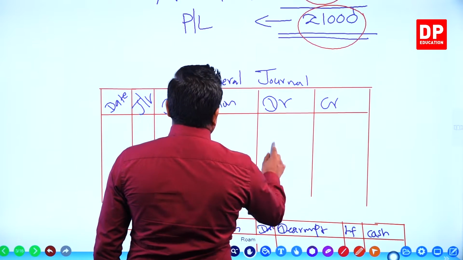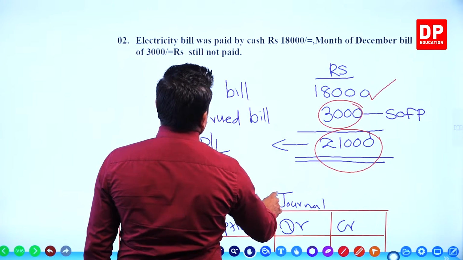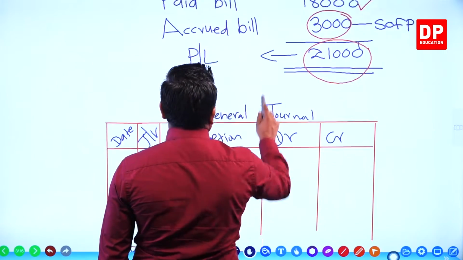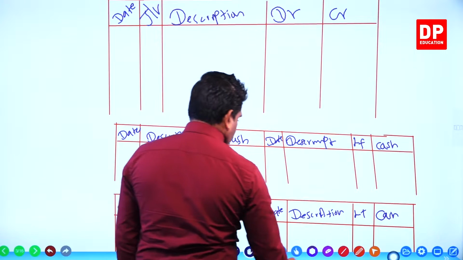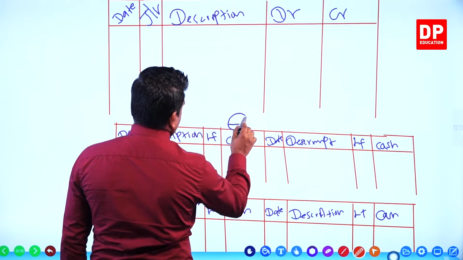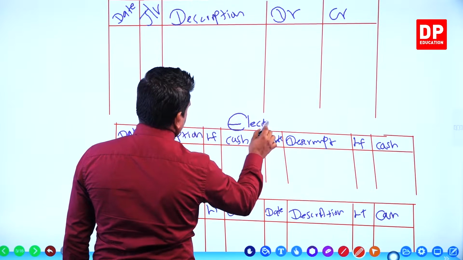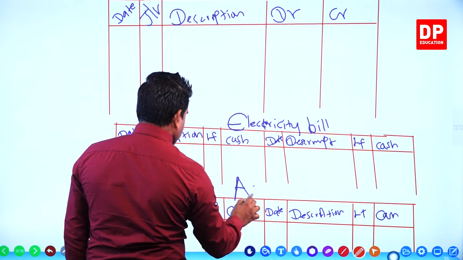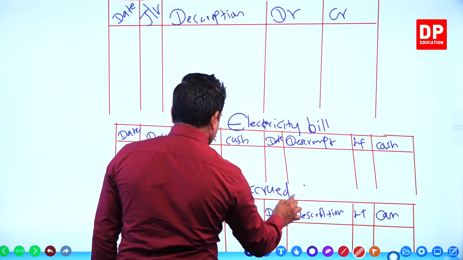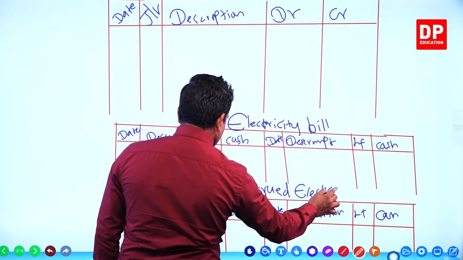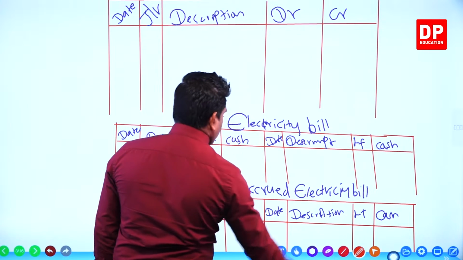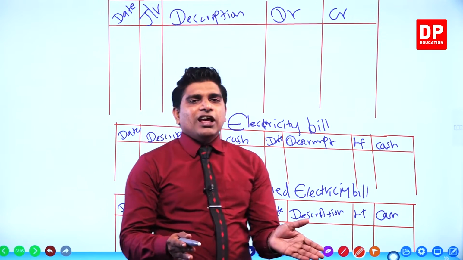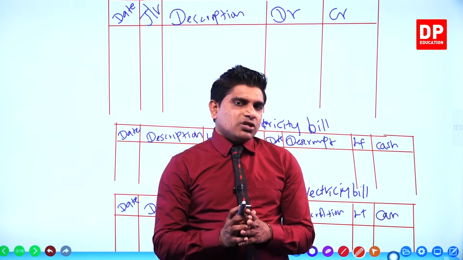Now, if you want, you can see the details again. Electricity is regarding the electricity bill. Paid bill is 18,000. Right? Accrued bill is 3,000. This is the electricity bill. Then you get the electricity bill account first. Electricity bill. This is accrued electricity bill. Then electricity bill account debit, accrued electricity bill account credit, only the accrued portion.